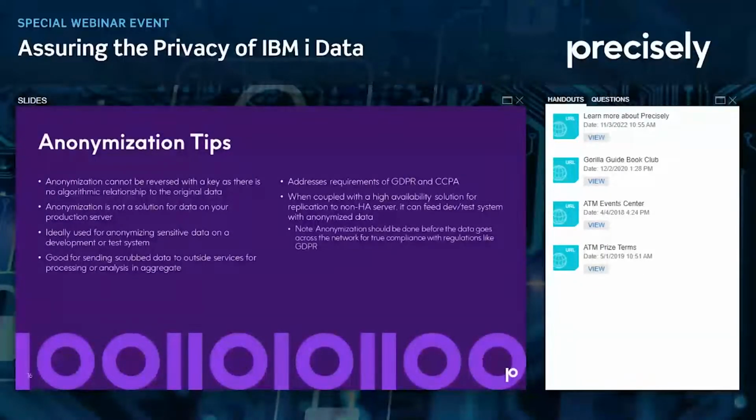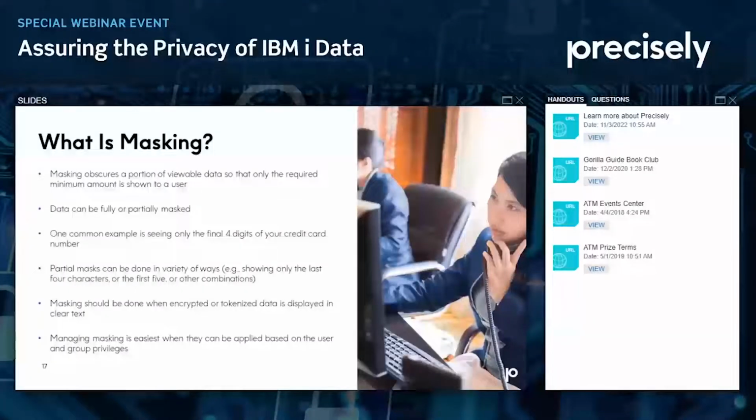So the last piece of the encryption conversation that I wanted to talk about is masking. It's related to the whole tokenization and anonymization thing, but masking is essentially obscuring a portion of that viewable data so that there's a minimum the user can see to almost authenticate themselves: yes, this is my account, or this is my information. And you can do this, you can fully block things off or partially block them off.